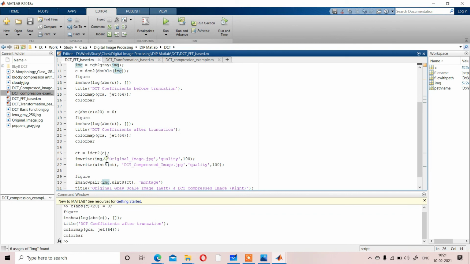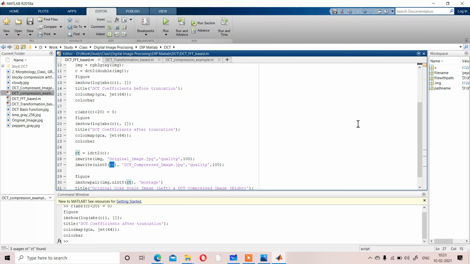So that is the reason whenever I am storing with imwrite, that code is used to store the image. The IMG we are storing in the simple format as it is already in the uint8 format, and as CT is in the double format, we are converting it into uint8 and then storing it.